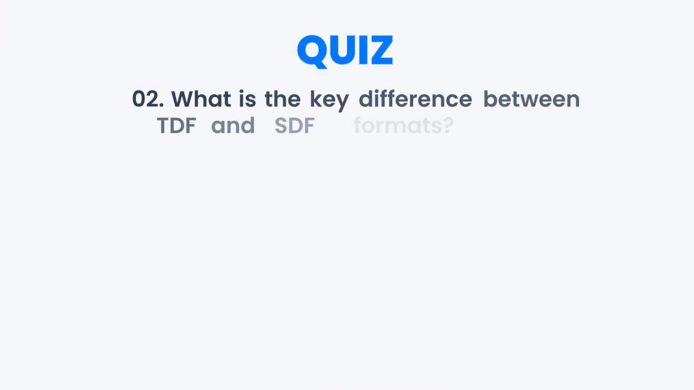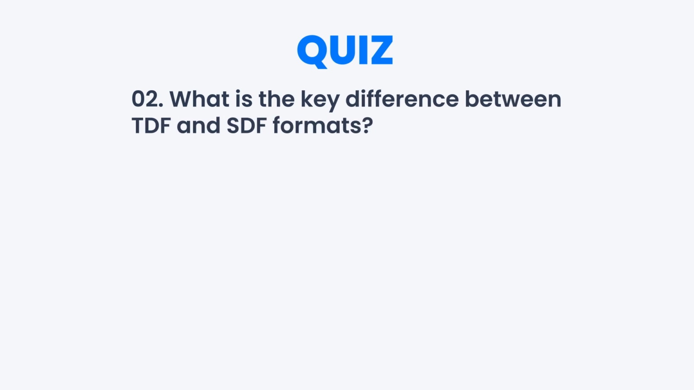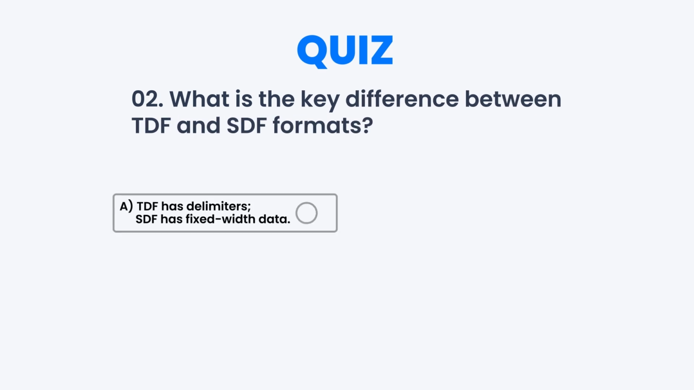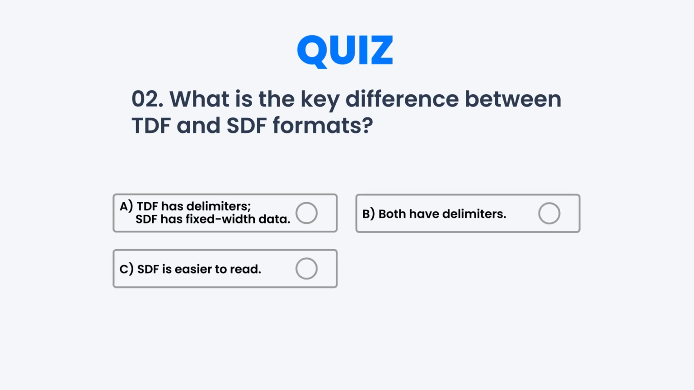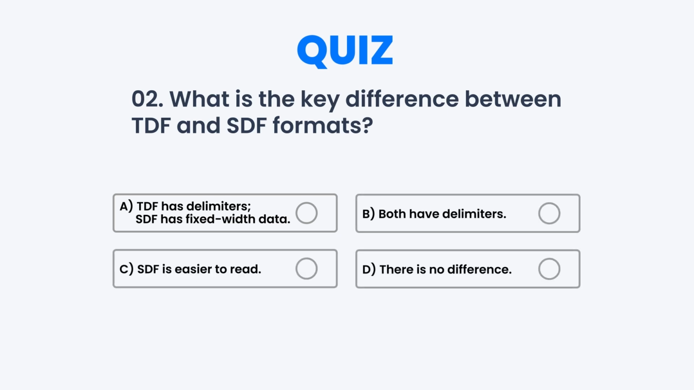What is the key difference between TDF and SDF formats? A. TDF has delimiters, SDF has fixed width data. B. Both have delimiters. C. SDF is easier to read. D. There is no difference.